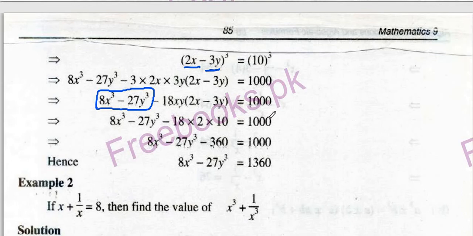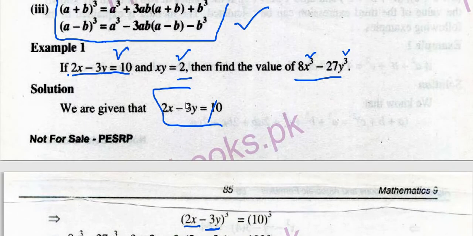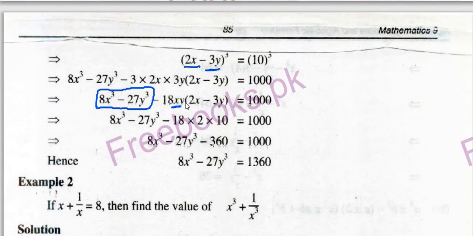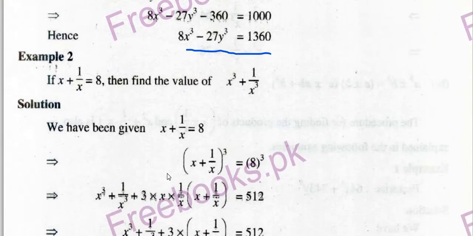xy is given in your question. If you notice, xy is 2. Just put 2 and simplify this, you will get this. Clear? What about example 2?